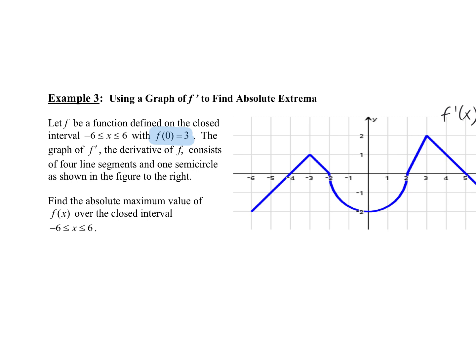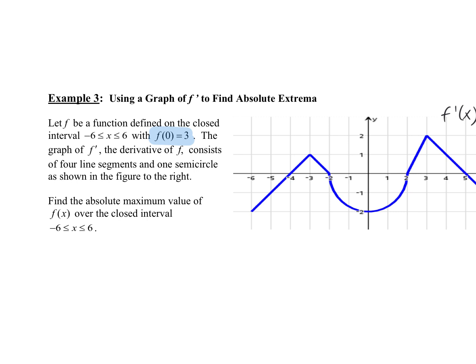So I've got 4 line segments, 1 semicircle there in the middle, and it's asking us to find the absolute maximum value of f of x over the closed interval. So we got to think back to last semester. How do I find absolute maximum of f of x if we're given the derivative? When is the derivative 0 or undefined? Those are the points we have to test.